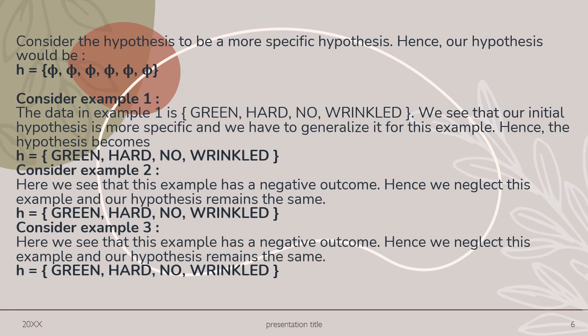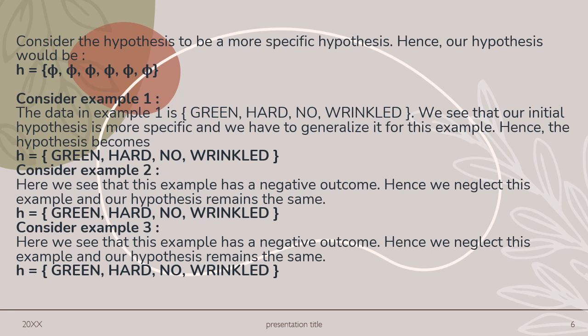First, we are going to consider the first instance, the first data example. We can see that the attributes are green, hard, no, and wrinkled. And our initial hypothesis is to be more specific, so we have to generalize it for this example. Therefore the hypothesis for it will become H equals green, hard, no, and wrinkled.